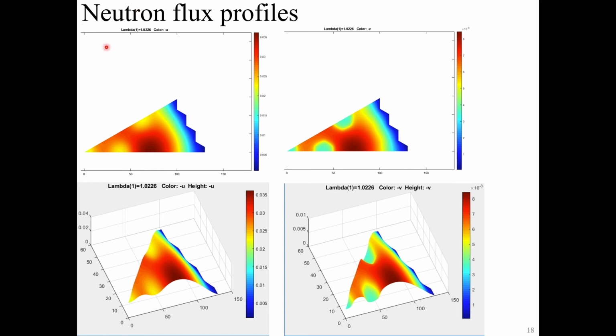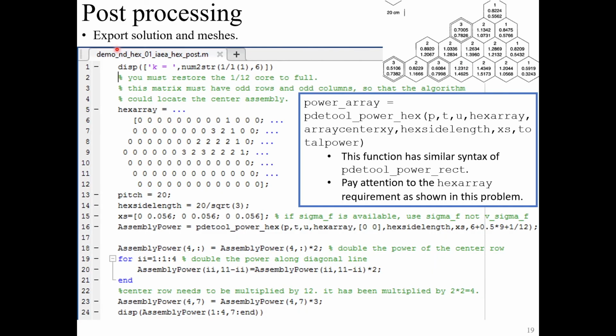At this moment, I believe you are quite familiar with how to draw these neutron flux figures. Next, you need to export the solution and the meshes to the MATLAB workspace. First, we are going to calculate and display the K effective. K is equal to 1 over L1. Then we calculate the assembly power. The calculation procedure is similar to the rectangular case.